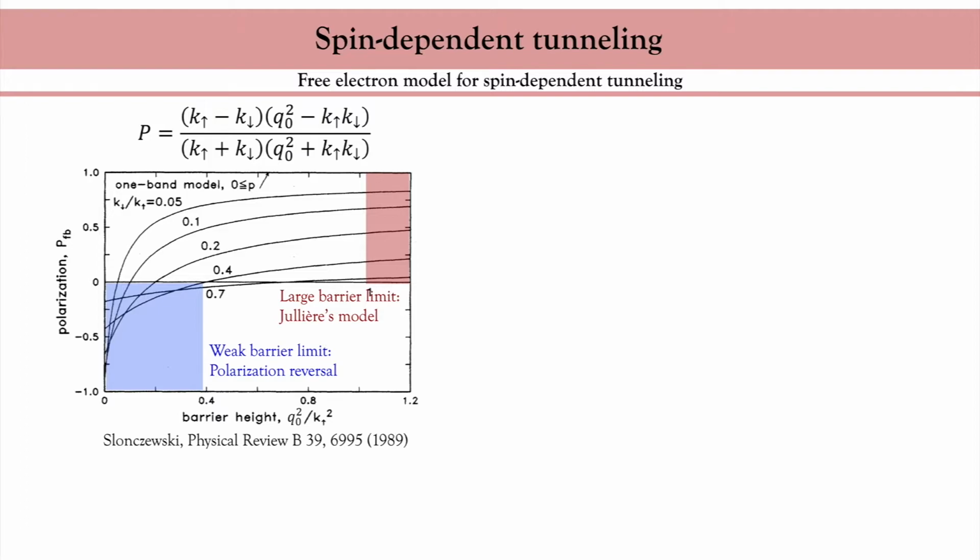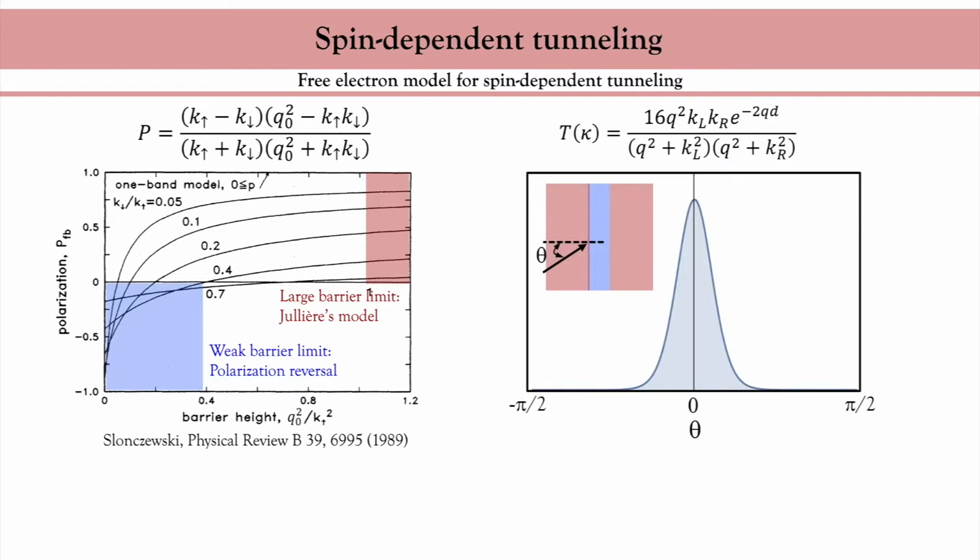There's another important aspect that deserves to be emphasized. If you look at the transmission of an electron through a tunnel barrier, you get this expression. The wave vectors, KL, KR, and Q, all depend on the angle of incidence of the electron on the barrier. This angle is defined in the inset, and if you compute the transmission as a function of this angle, you'll see that it is peaked around theta equals 0, which means that the transmission is dominated by electrons that impinge with normal incidence on the barrier.